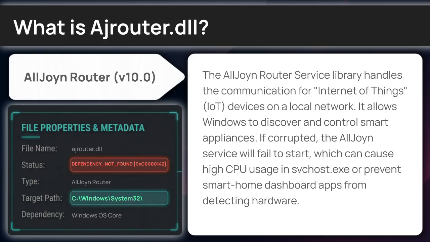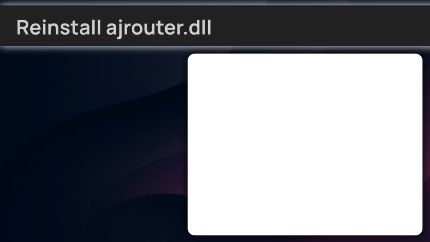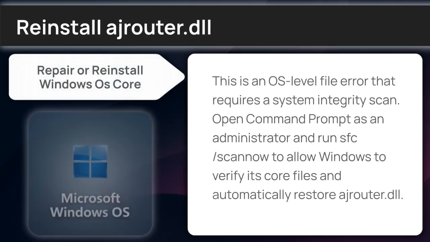Knowing the file's purpose is helpful, but now we need to physically restore it. This is an OS-level file error that requires a system integrity scan. Open Command Prompt as an administrator and run sfc /scannow to allow Windows to verify its core files and automatically restore AllJoyn Router Service DLL.